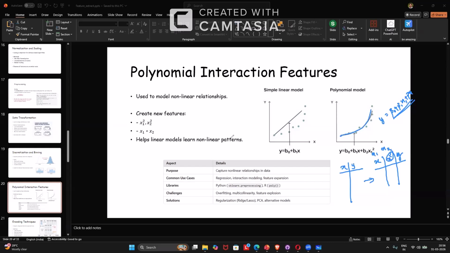So we are introducing new features by creating polynomials of existing ones. Suppose you have x1 and x2 as two features. We can create polynomial features as x1 square, x2 square, and also x1 times x2. These three new features can be created for tackling the nonlinear relationship. That is what we call polynomial and interaction features.